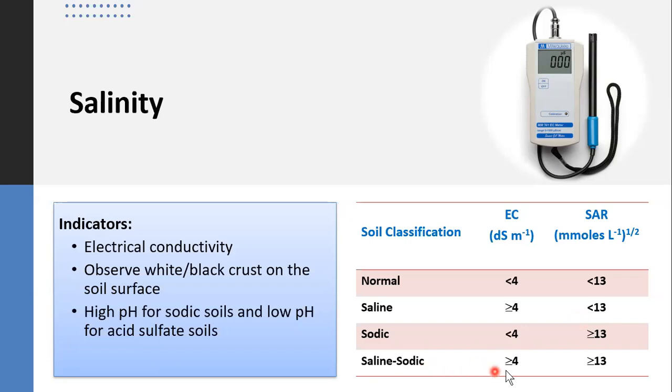Then saline sodic soil has both more exchangeable sodium and more soluble salts. So when we have both, then the EC will be more than 4, and of course SAR will also be more than that. So mostly we have saline sodic soils in Pakistan.